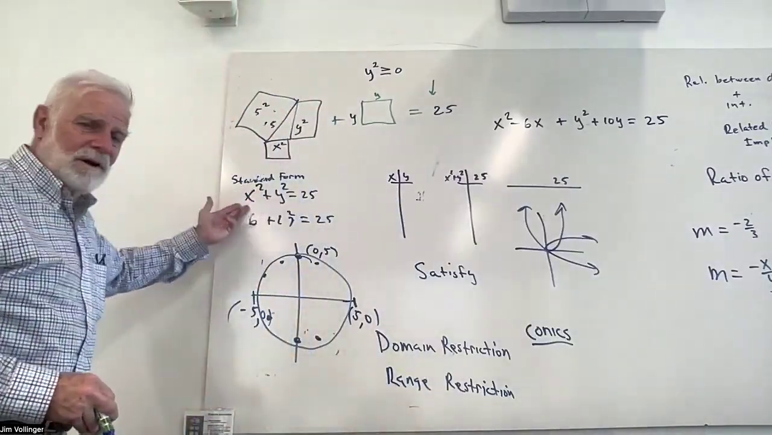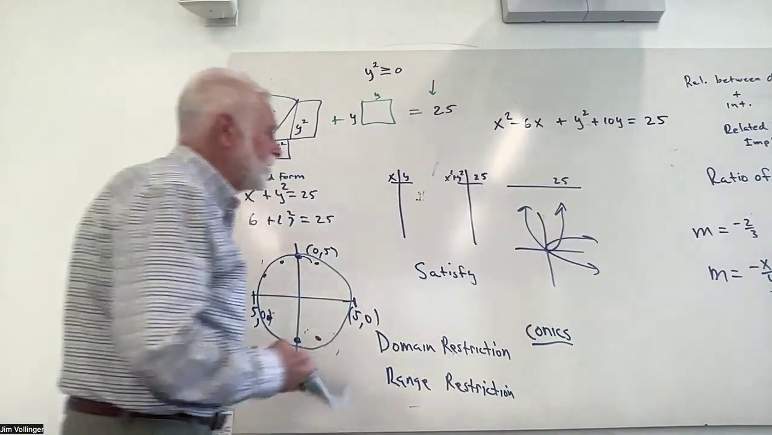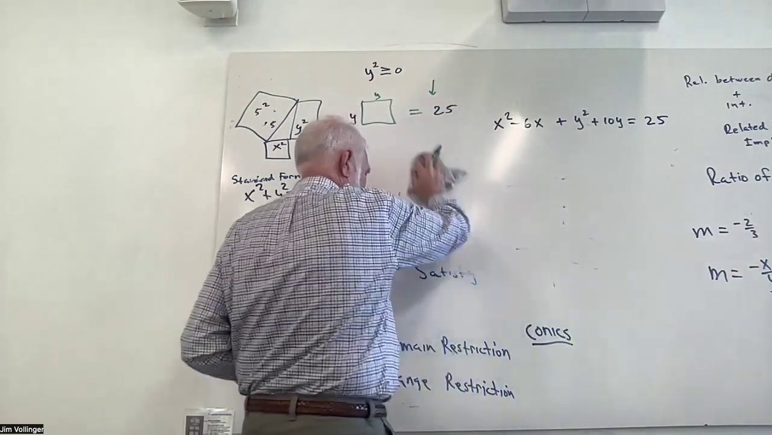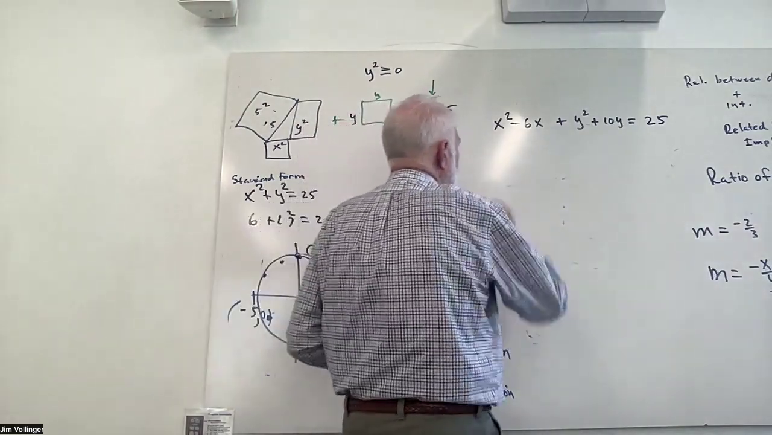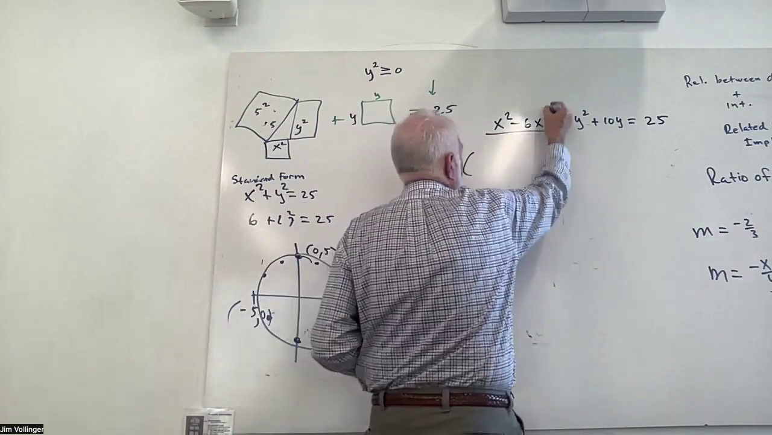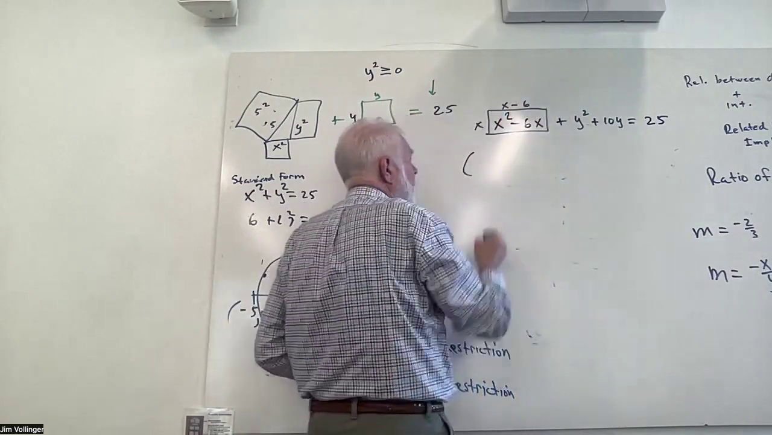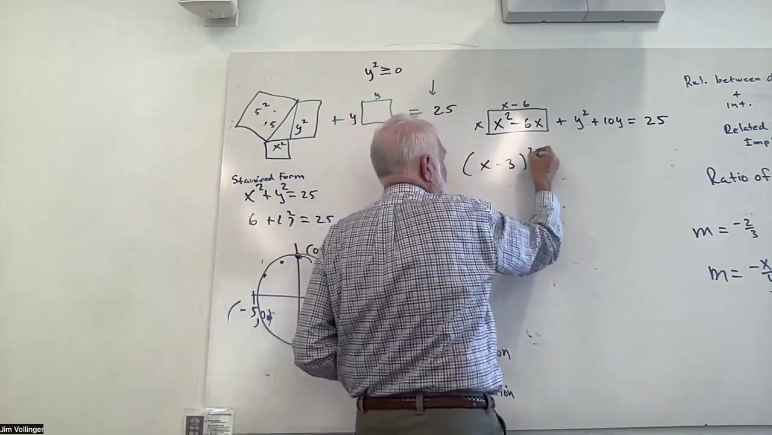Well, we've got to turn them into squares. And that's why we're learning to do what? We're learning to rewrite this, which is a rectangle, x times (x minus 6), into a square by writing (x minus 3) squared minus 9.